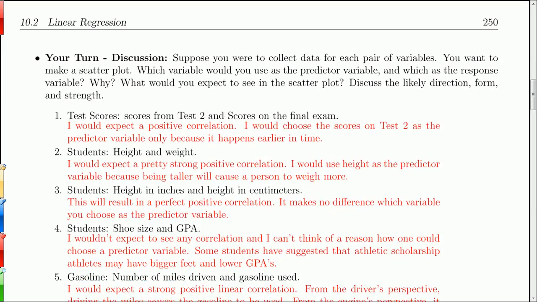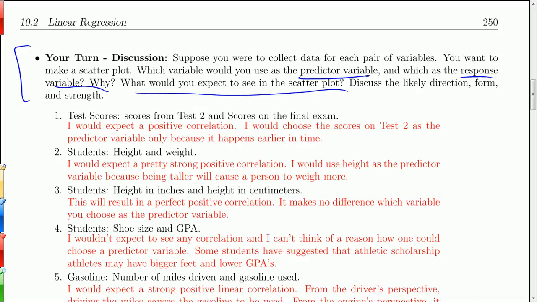So let's take a look at these things. Suppose you were to collect the data for each of the variables described below. You want to make a scatter plot. Which variable would you use for the predictor variable, which for the response variable, and why? What would you expect to see in the scatter plot? Discuss the likely direction, form, and strength.